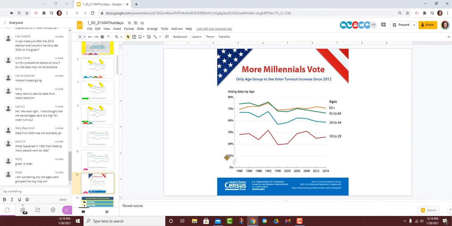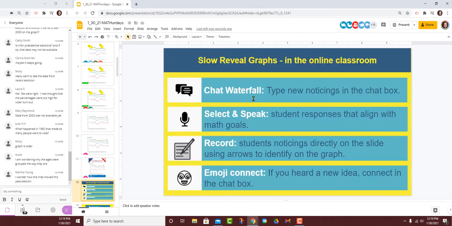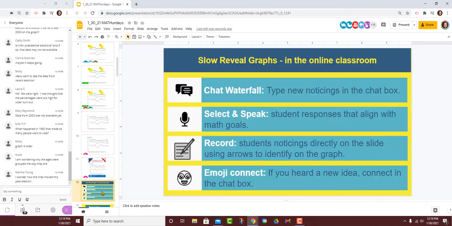I do also really enjoy the opportunity to use breakout rooms. But one of the things I was trying to showcase in this example is how we increase student confidence using this task. By using the chat waterfall, kids can get kind of lost in the crowd, which is something they start to appreciate. I'm going to select certain students to speak based on my goals. And then I like to keep the recordings directly on the graph, right along with what people are saying, seeing the way that those recordings change over time.